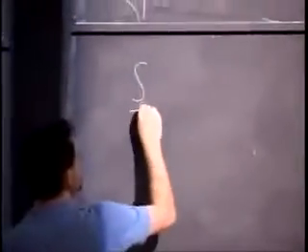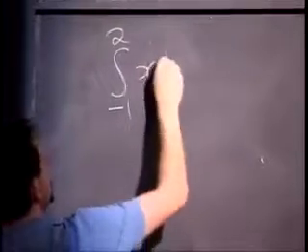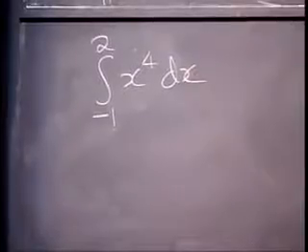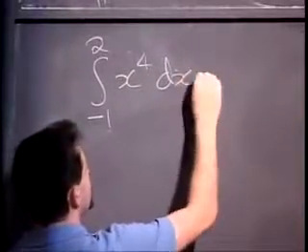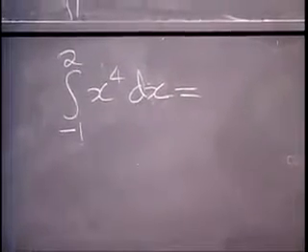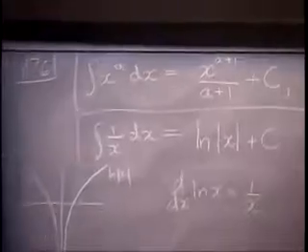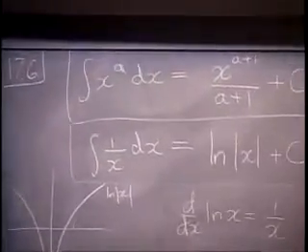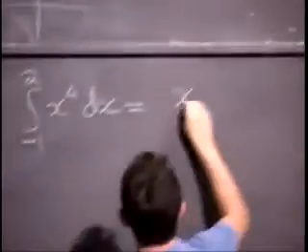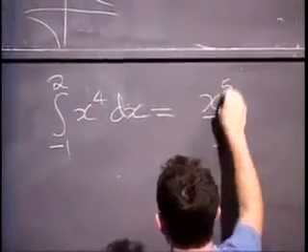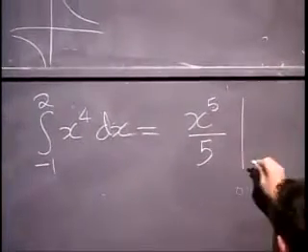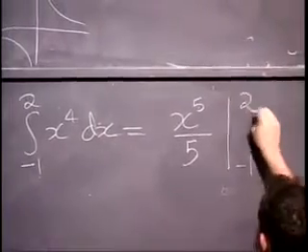Consider this. Integral from minus 1 to 2 of x to the 4th dx. Very simple example, but it contains a slight trap for the unwary. All you do is use the formula right at the top of this board, but instead of a, we're going to use 4. So we take the antiderivative, x to the 5 over 5. You add 1 to the exponent, then divide by the same thing. You don't need the plus c. You just need to put this vertical line and go from minus 1 to 2.